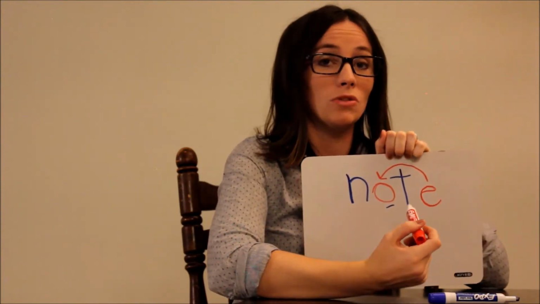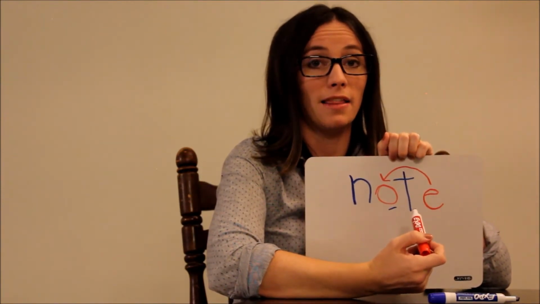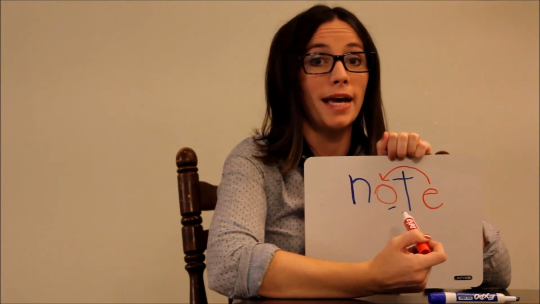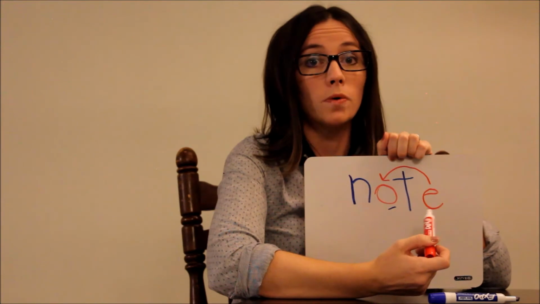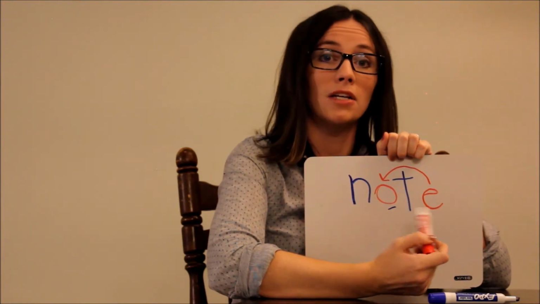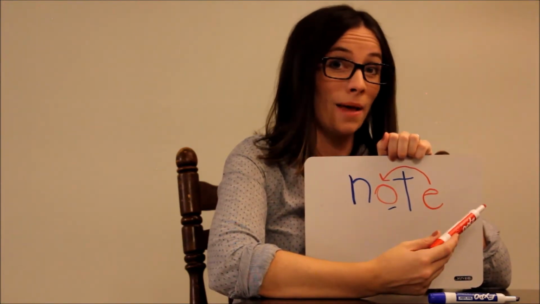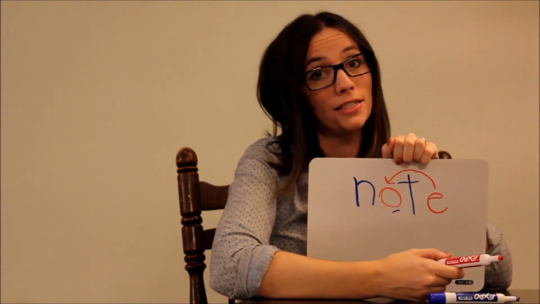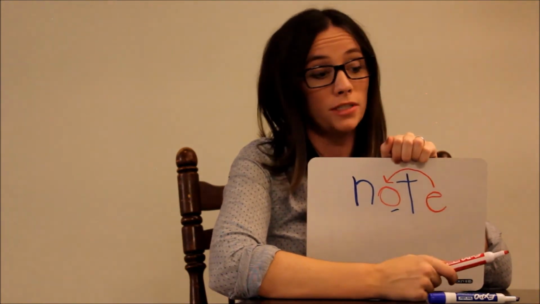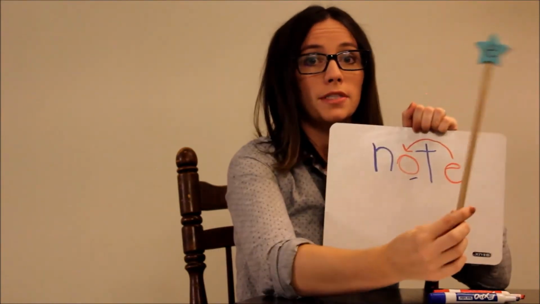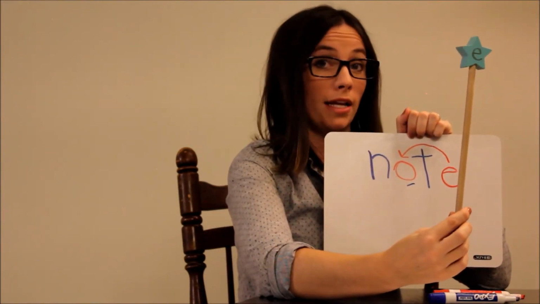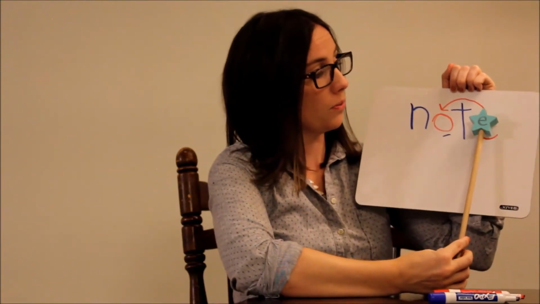And then the E has used up all its magic, making the O say O, so it's all out of energy. So when you read the word "note," you don't say "note-e," because the E is so tired. He has used up all his energy making that O say O, and you never say a silent E at the end of a word. You can also use a little wand that you write E on if you want, and then they can put the word up there.